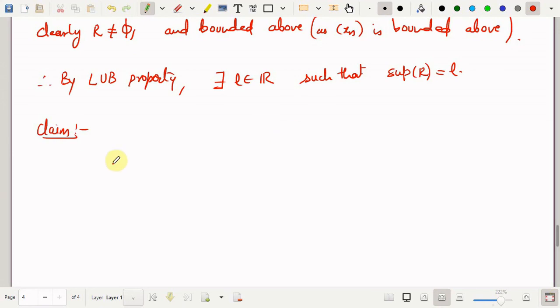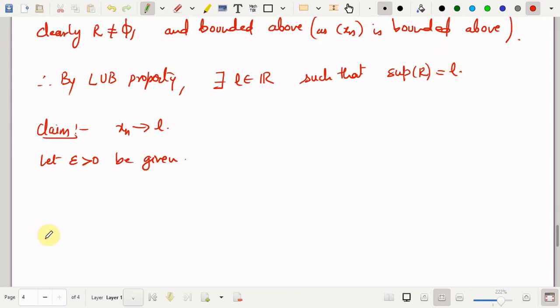So we claim that xn converges to L. Okay, so I'll start with any epsilon positive. Let epsilon positive be given. So using the definition of the convergence of a sequence, we prove that the given sequence converges to L. So okay, first I use the fact that this L is the supremum of R.